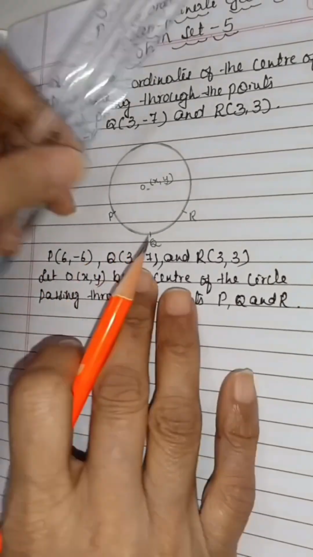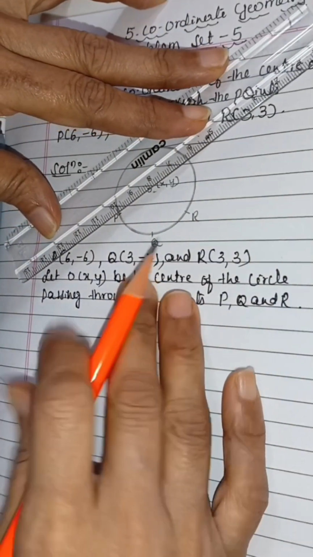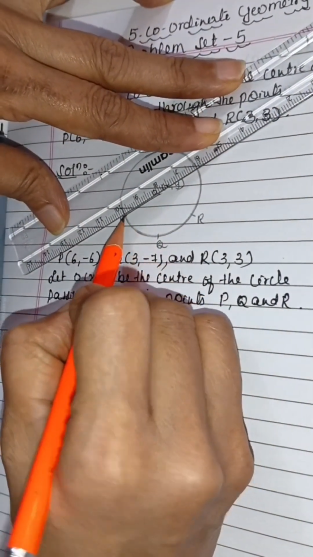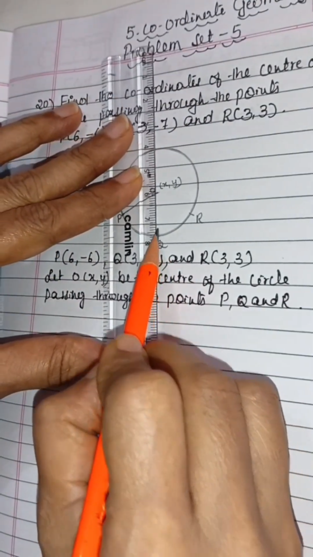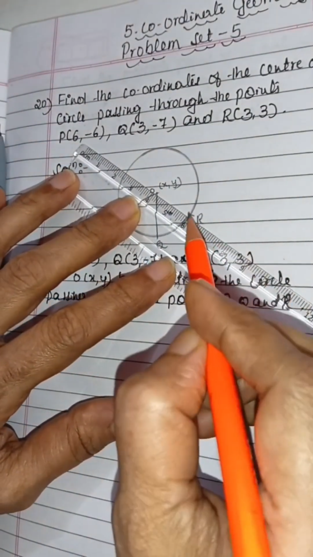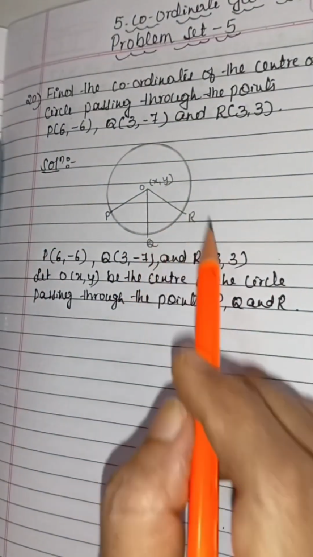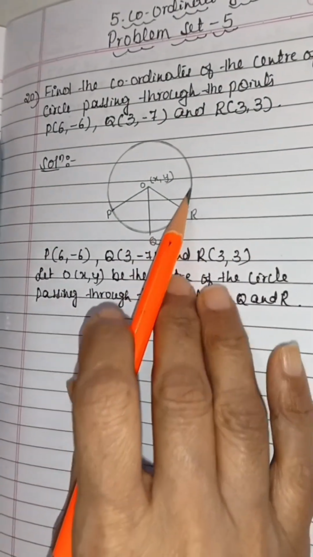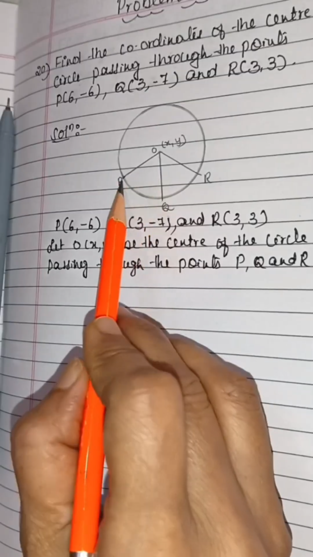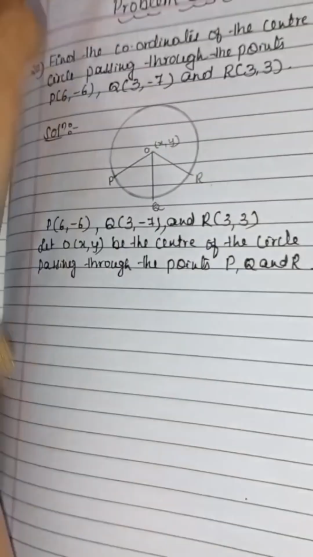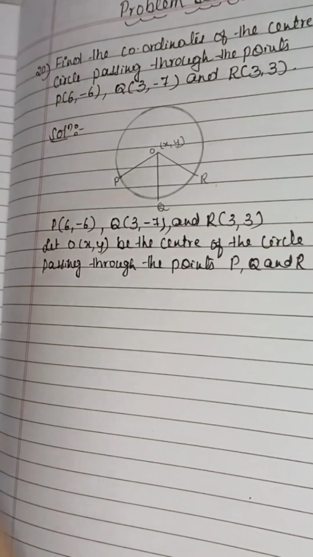Now we have to join this center with point P, and Q, and R. See, OP, OQ and OR, what are they? They are radii of the same circle. Therefore OP equals OQ equals OR, because they are radii of the same circle. So it's a very easy question.